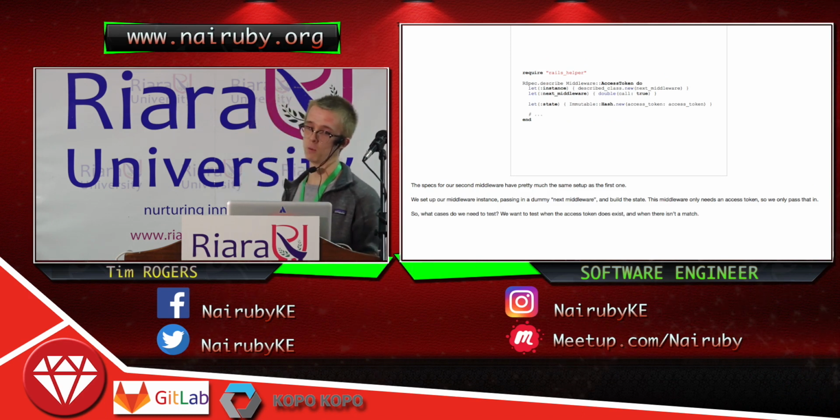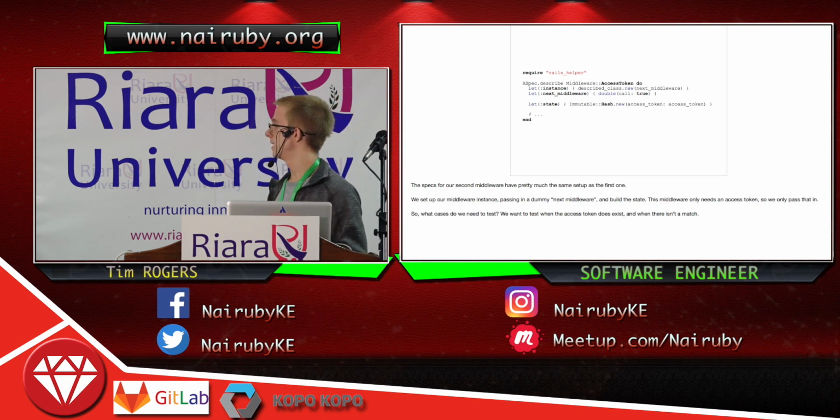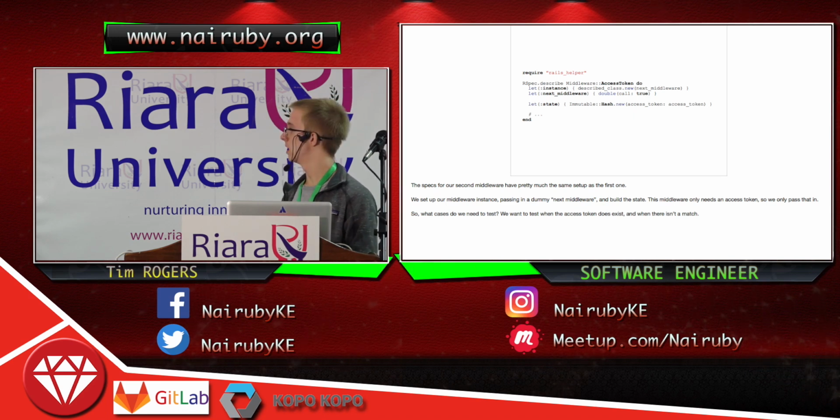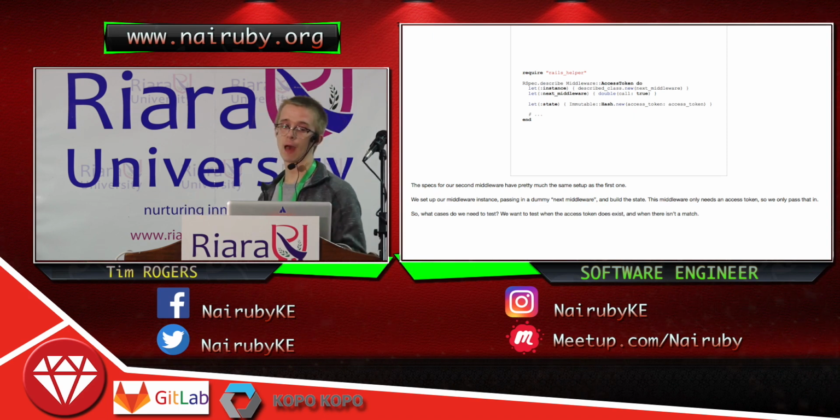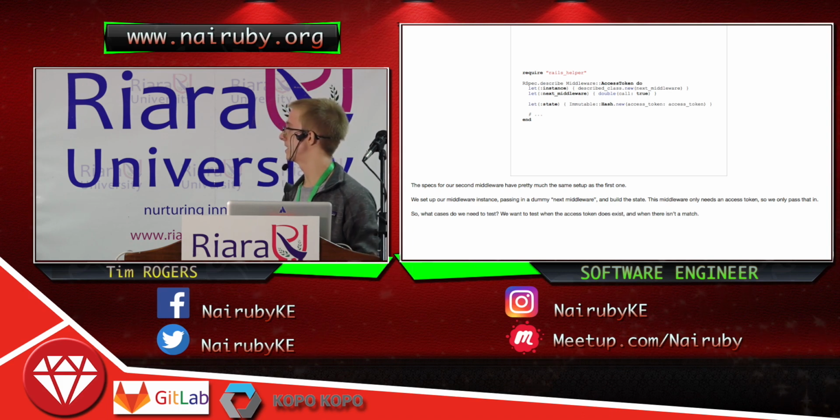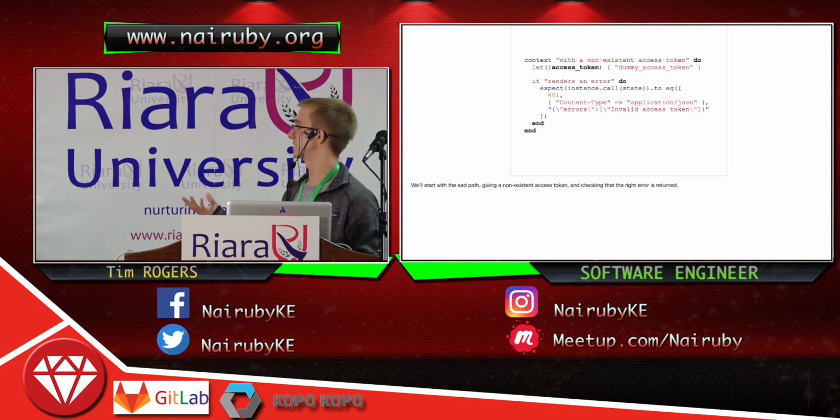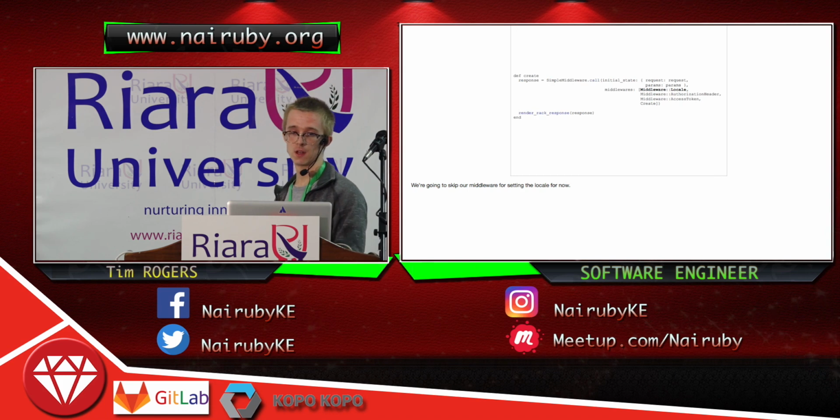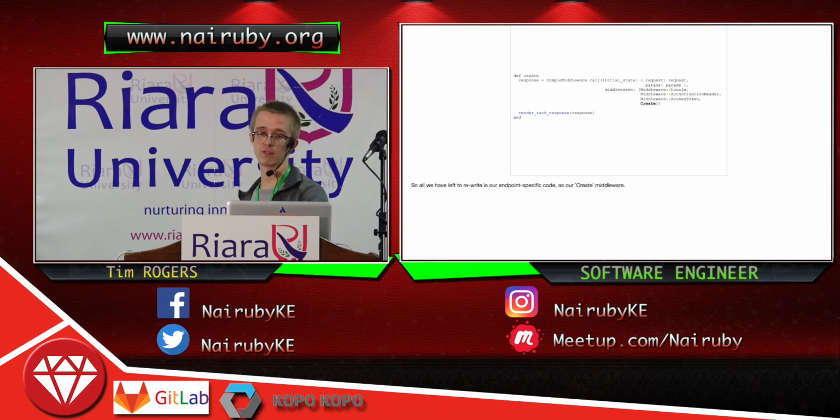The setup for our second middleware looks pretty much the same as the first one, except this time we only need an access token in the state. Our first test is for the sad path, the case where the access token doesn't exist. We want to check then that the right error message is returned, so here that we return an invalid access token error. The happy path is where the access token is valid. Here, we create an access token, and then we check that the next middleware is called with the user passed on. We're going to skip our middleware for setting the locale for now.